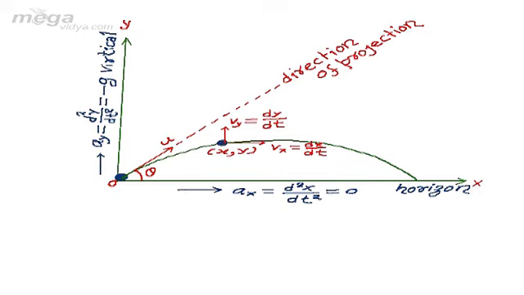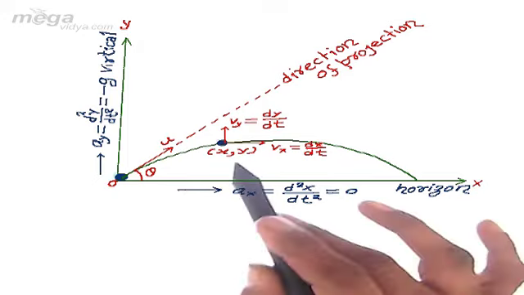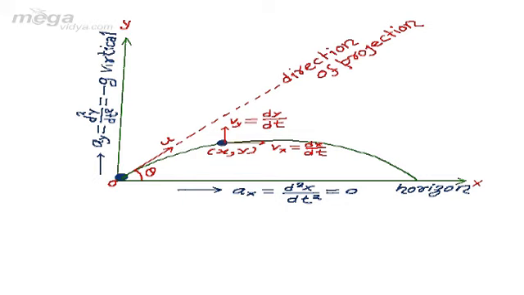With this frame of reference, the horizontal component of displacement, velocity, and acceleration at any time can be written as x, dx by dt, and d2x by dt square. In this particular case, ax is 0 because there is no acceleration along the horizontal direction, or as we have taken, the x-axis.